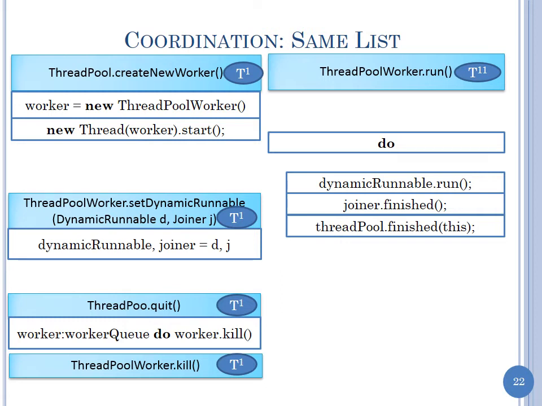So we can wait on ourselves. We need an object to wait on. Why not just wait on this? And then this can notify this. Okay? And I don't have to do that. I can just do wait and notify.